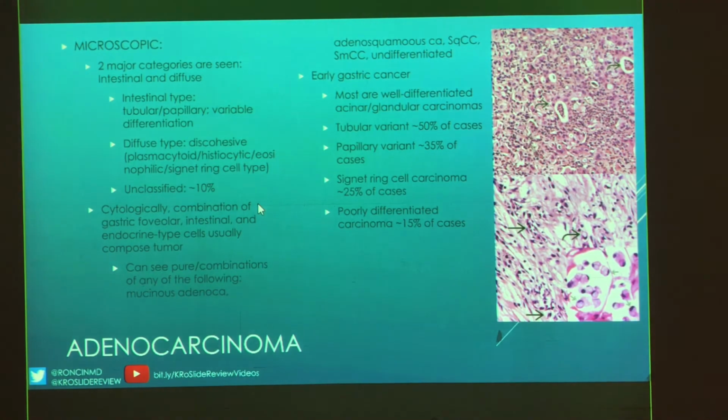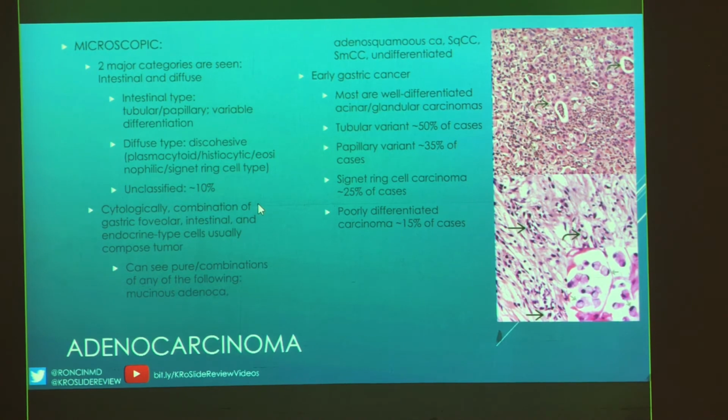Microscopically, you can see two different types. Either it's intestinal type, where it's going to look like adenocarcinoma, or you can have diffuse type, where it's going to be like what we have in our case, where it's really discohesive. These have a wide range of morphology, so they can be more plasmacytoid, more histiocytic, more eosinophilic, and that's also where your signet ring cell type lives. And about 10% of these will be unclassified, so that's where they just don't fit in any realm really nicely.